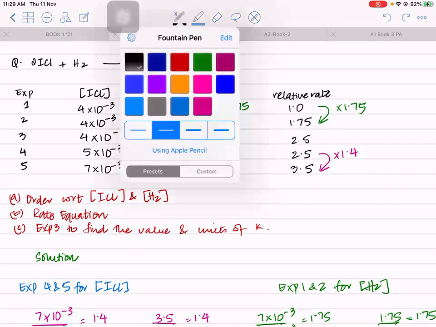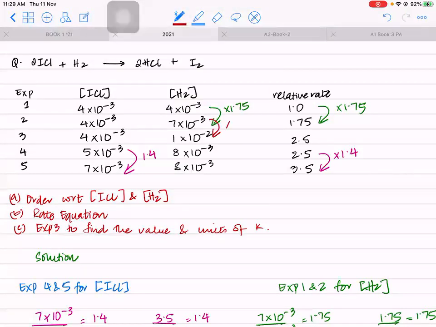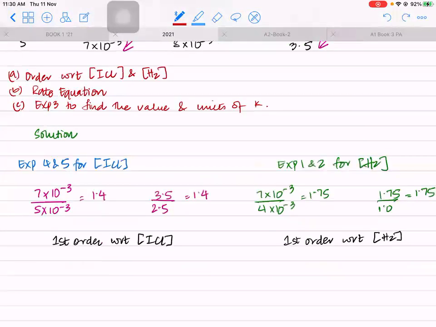So if you take these two, this changes by 1.42, and then the rate also changes by 1.42. So that's also first order. This is changing by equal magnitude. So we know that it is first order with respect to both.